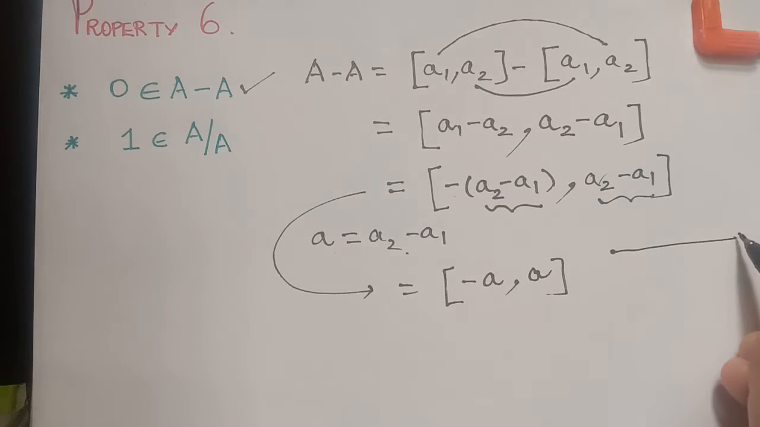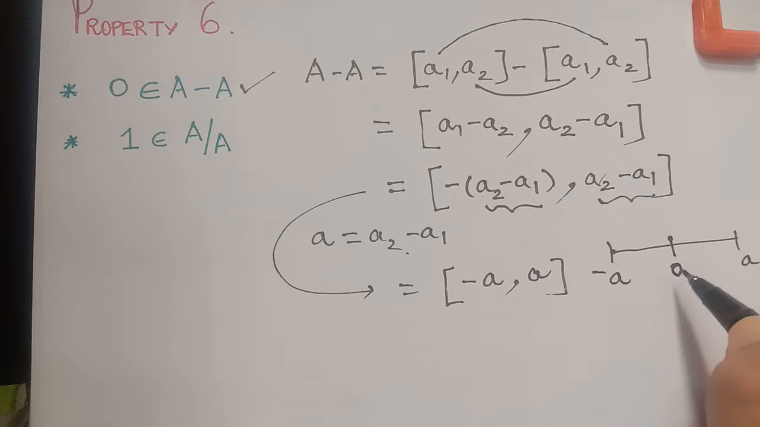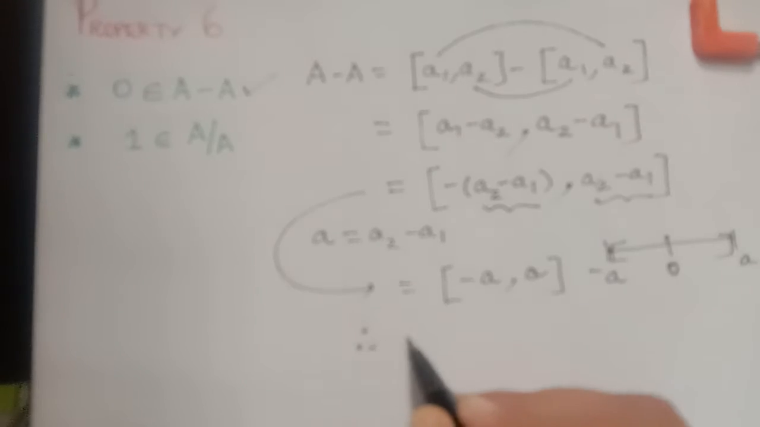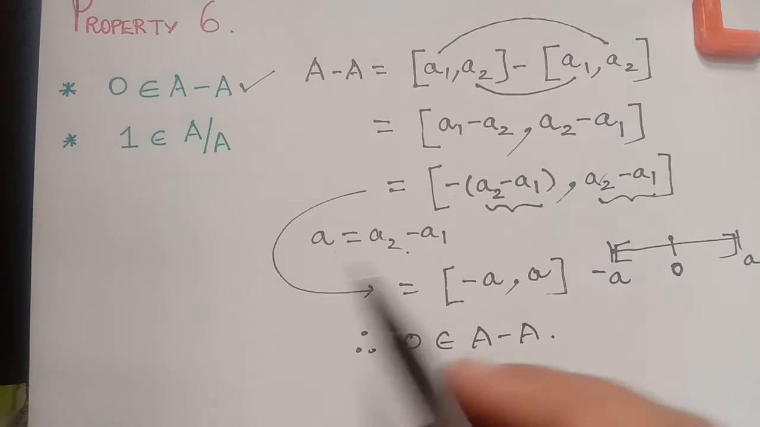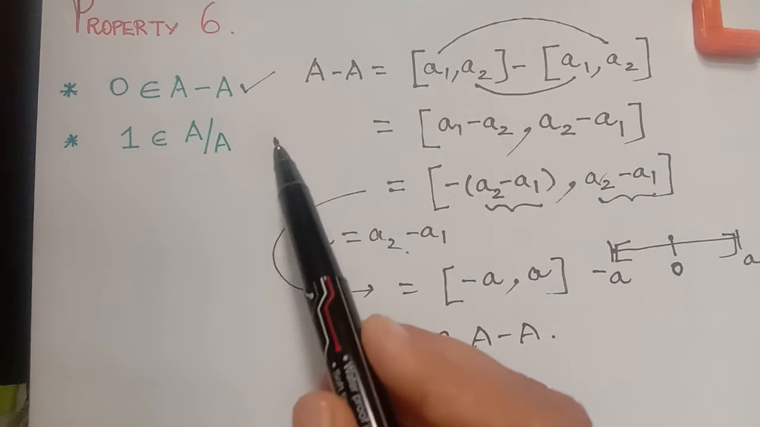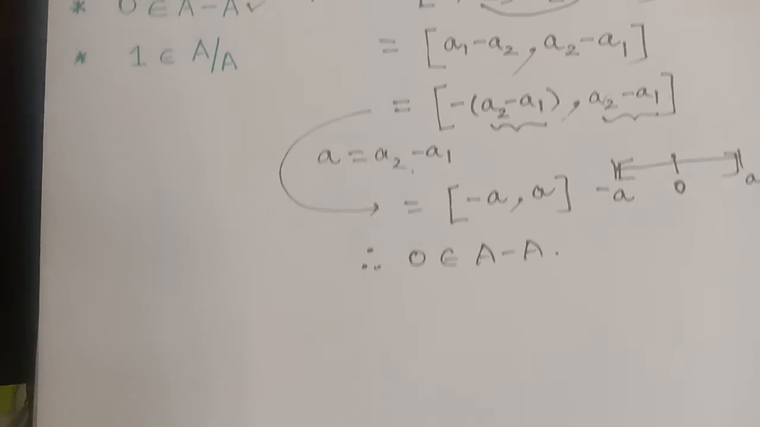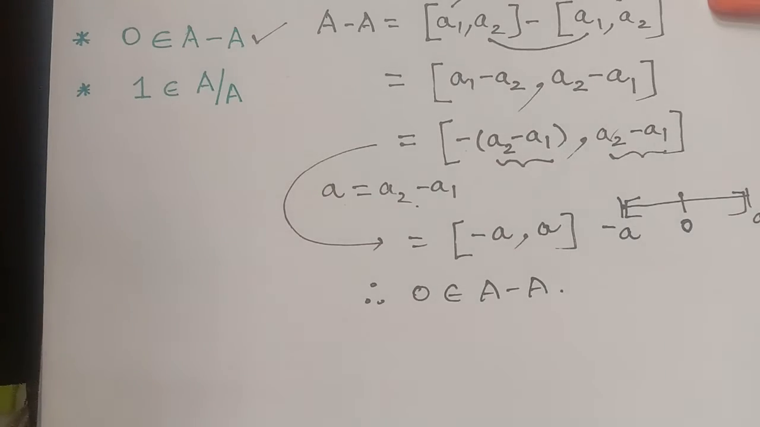Now definitely if you have negative a and positive a here, we will be having 0 within this interval. Therefore 0 is an element of A minus A. So the first property we have proved. Next we have to prove that 1 is an element of A divided by A. So this is what we have to prove.